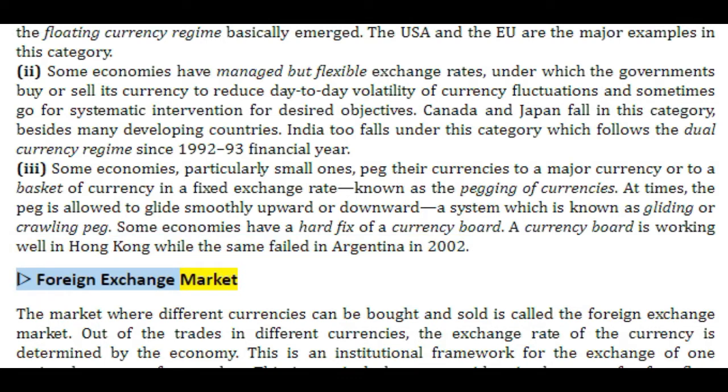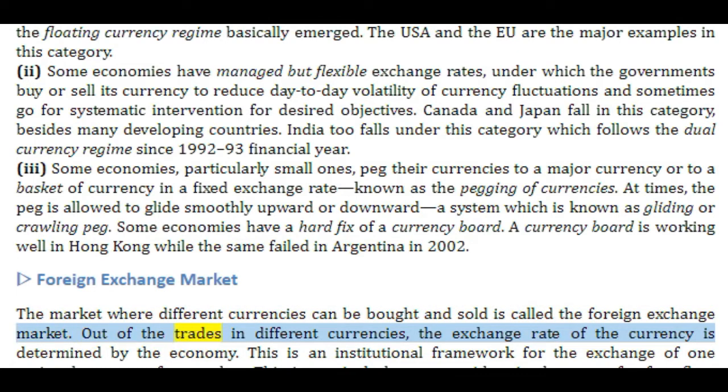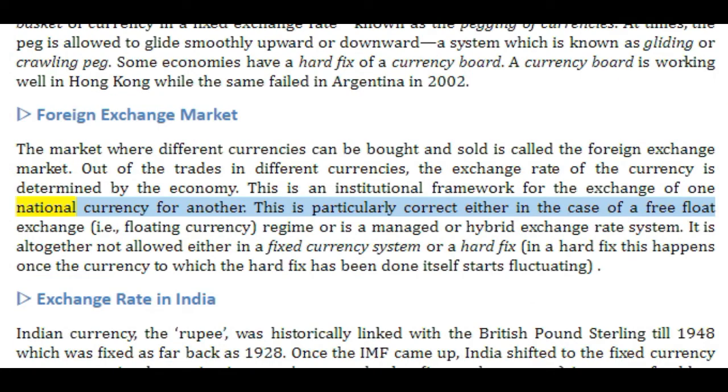Foreign exchange market. The market where different currencies can be bought and sold is called the foreign exchange market. Out of the trades in different currencies, the exchange rate of the currency is determined for the economy. This is an institutional framework for the exchange of one national currency for another.